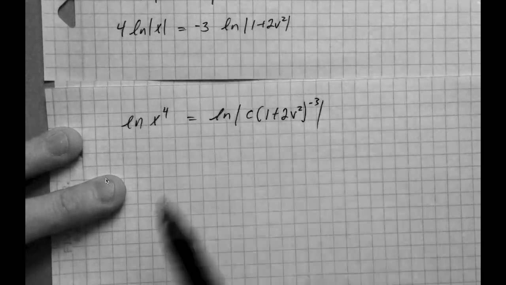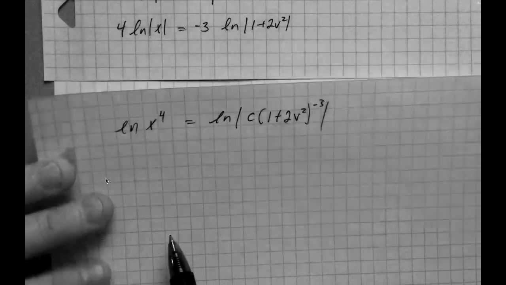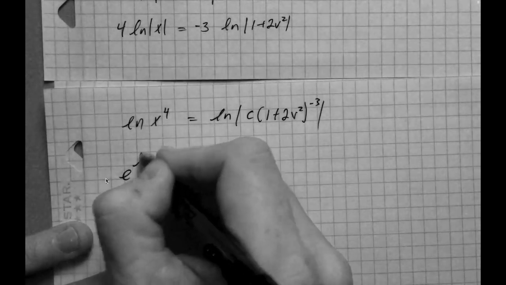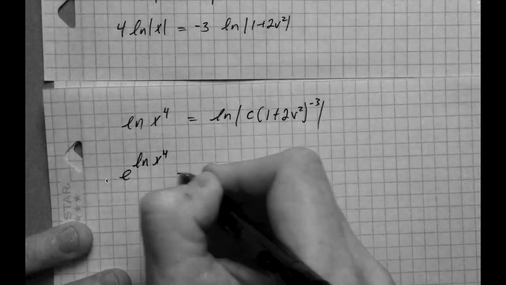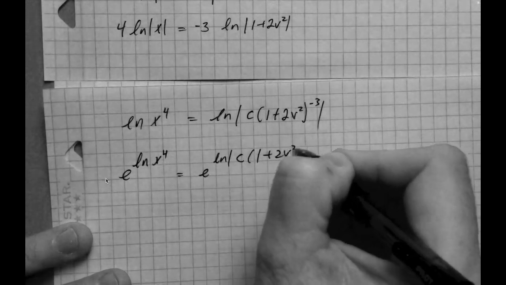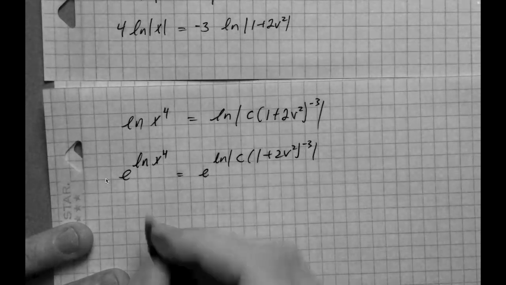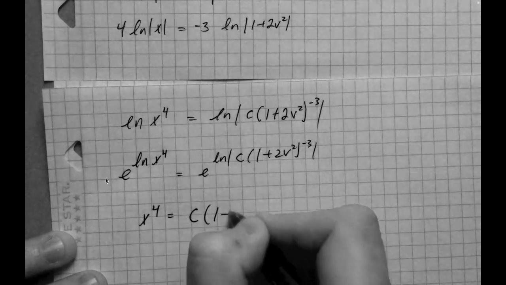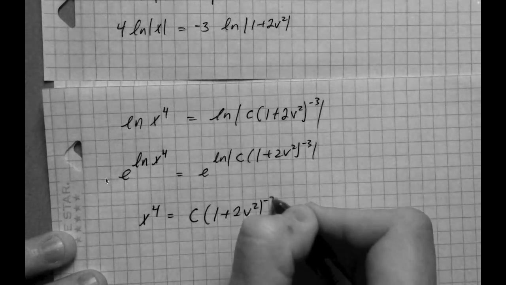So kind of bringing some of these things together. And then we can use e to the ln x to the 4th equals e to the ln of c times 1 plus 2v squared to the negative 3rd power. And so that means x to the 4th is equal to c times 1 plus 2v squared to the negative 3rd power.